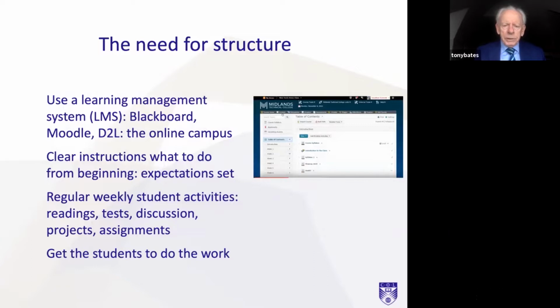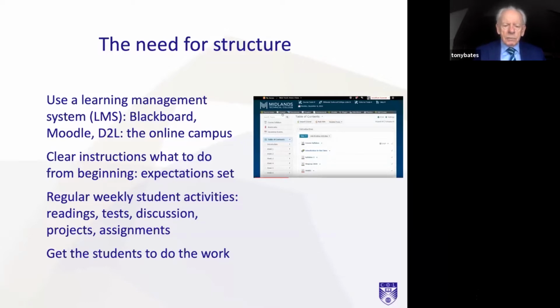The best way to provide a structure is still using a learning management system or a virtual learning environment, such as Blackboard or Moodle or Desire to Learn. Think of the learning management system as your online campus, which is where all the classes are, and particularly what students have to do each week.